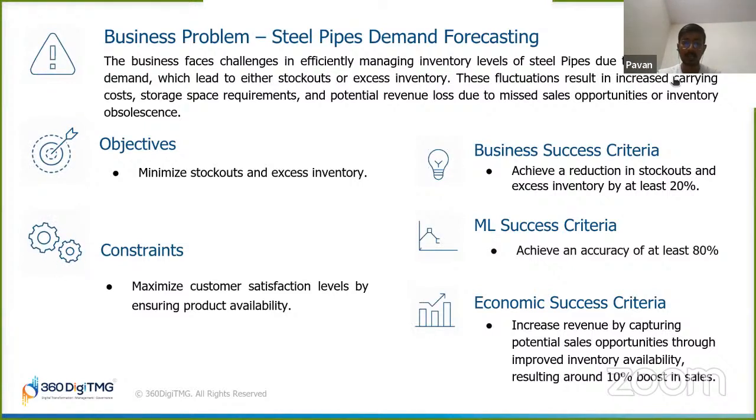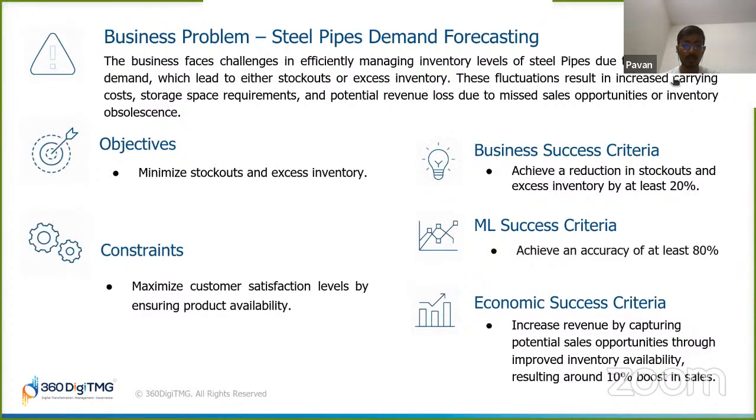Stockouts occur when we run out of stock, leading to missed sales opportunities and potential revenue loss. On the other hand, excess inventory means we are holding more stock than necessary, which increases carrying costs and requires more storage space. Both scenarios negatively impact the business either through lost sales or increased expenses. So here we can see that our primary objective is to minimize those stockouts and excess inventory. By accurately forecasting demand, we aim to ensure that we have the right amount of inventory at the right time.